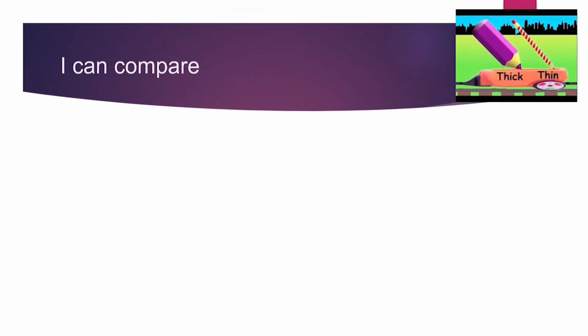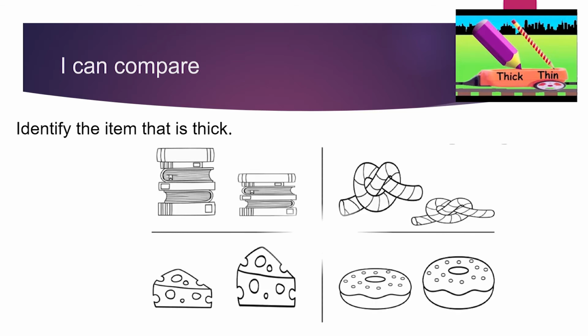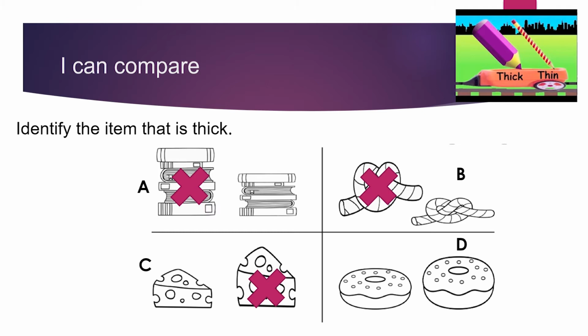Let us now identify the items that are thick in each set. In set A, the first set of books are thick. In set B, the first rope is thick. In set C, the second block of cheese is thick. And in set D, the second donut is thick. Great job.